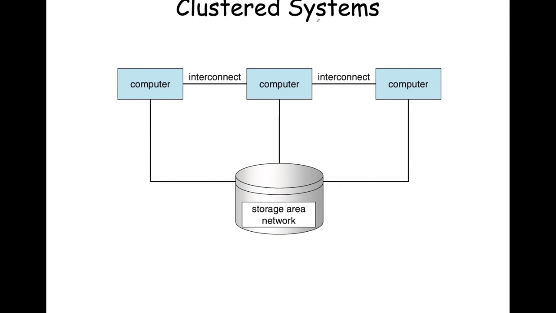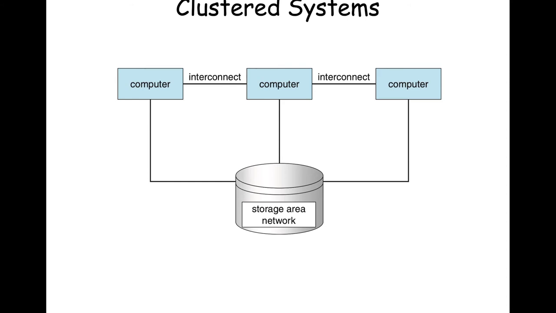And you have separate machines, separate boxes, each one of which could be a multiprocessor. And they are connected through a high-speed network, or interconnect. And so these clustered systems are interconnected by a high-speed network called an interconnect, and they can work together on parts of a problem as if it were a single computer.